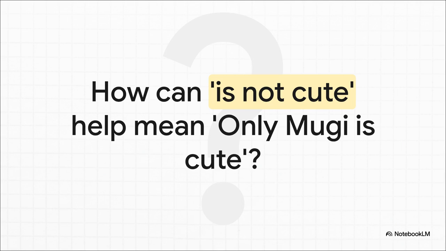So let's kick things off with a classic puzzle from Japanese linguistics, the shika-nai construction. You have a sentence like mugi shika kawaiku nai, which means only mugi is cute. But here's the problem. The predicate, kawaiku nai, literally means is not cute. So how on earth do you get from is not cute to a sentence that means only mugi is cute? This is the puzzle at the very heart of Aida's framework.